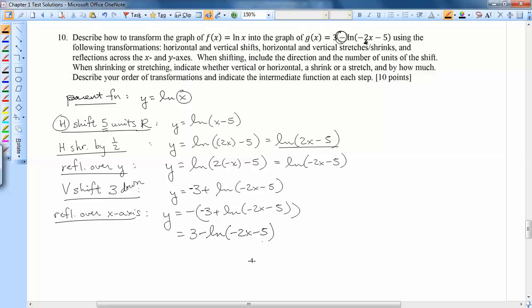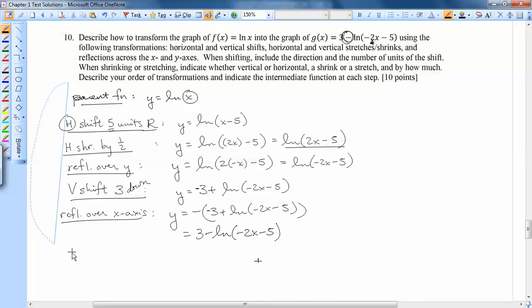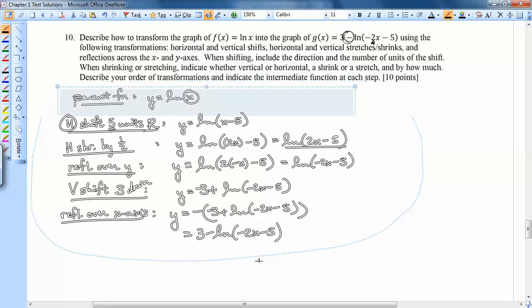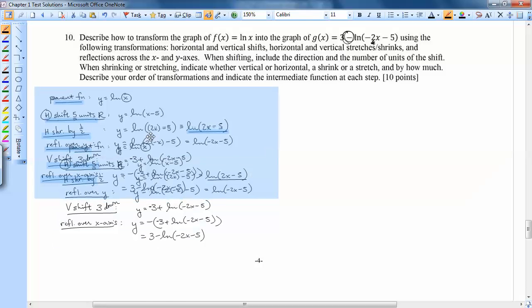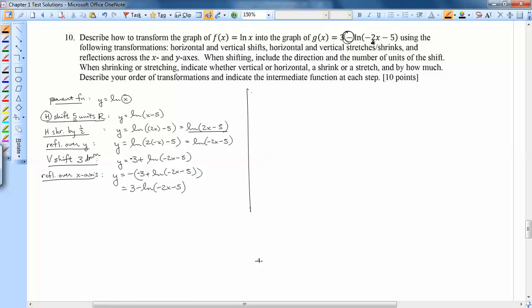And that's what we're going for. So that's one way of doing it. Let me do it one other way just to show you it doesn't matter what order I pick so long as I'm careful about how I adjust things. Okay, so in this one, I'm just going to pick an order.